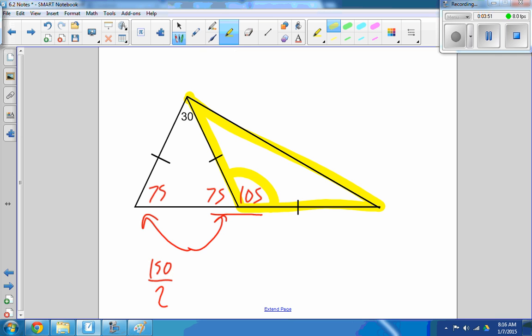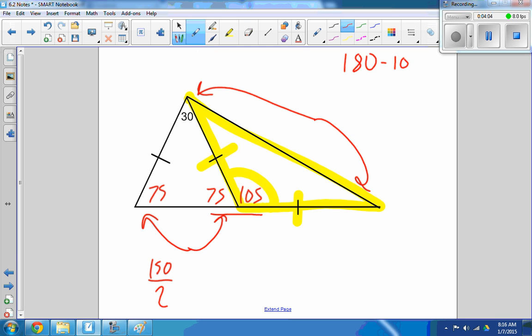On this triangle, this is the vertex because it's in between the two congruent sides there. So we know these two are the base angles, so they've got to be congruent. So 180 minus 105, 75. Divide that by 2, and we end up with 37.5.